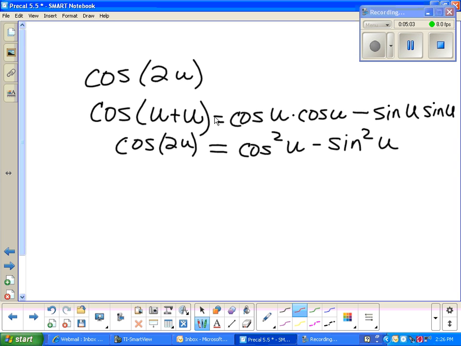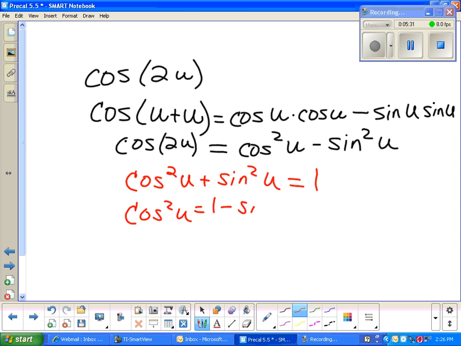Now, I'm going to put some variations of this formula that you're going to use more times than not in calculus than this one, because the problem with this equation is it involves two trigonometric expressions, cosine and sine, and we want to get rid of one of those. We will use the Pythagorean theorem for trig that says cosine squared u plus sine squared u equals 1. Or if I rewrite this, cosine squared u equals 1 minus sine squared u, and sine squared u equals 1 minus cosine squared u. Okay.